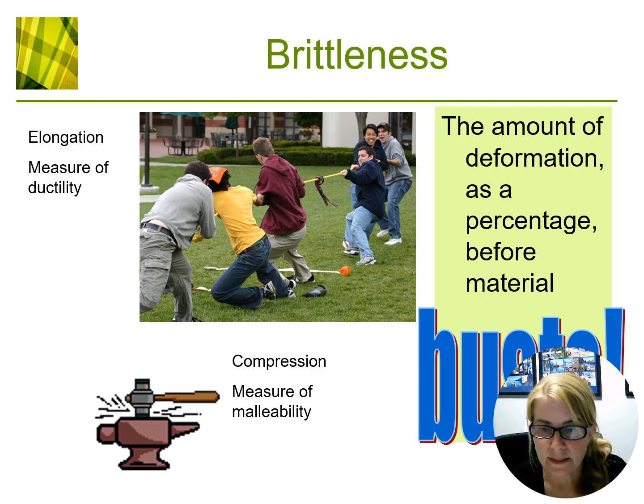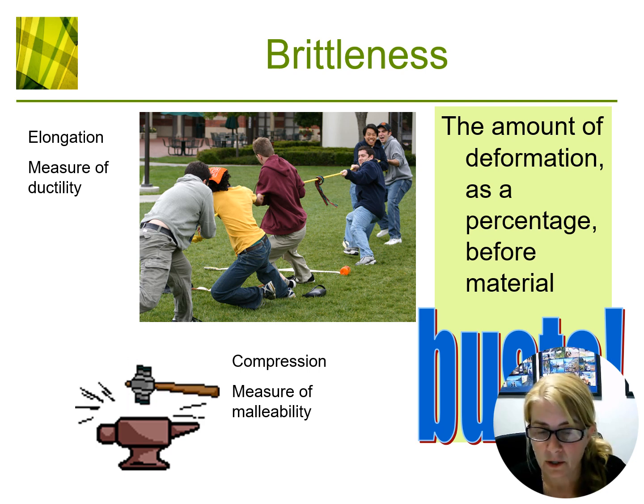So brittleness. Brittleness is when a tooth has no blood supply and it becomes brittle and it breaks. It can break because of compression, which is a measure of malleability. Too much compression on something that's brittle is going to eventually have it break at a certain point. Elongation or stretching is a measure of ductility or tensile stress.